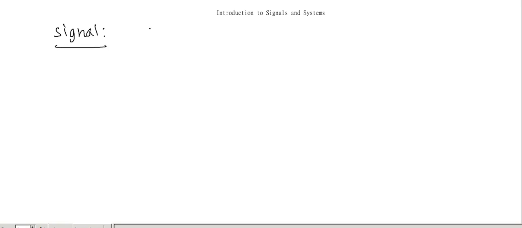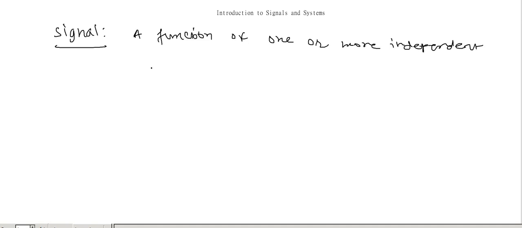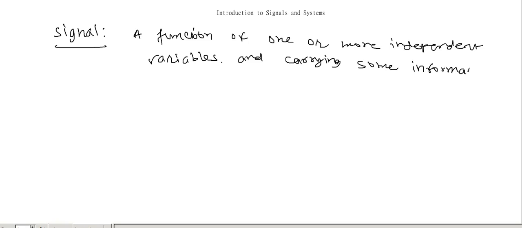So a signal is a function of one or more independent variables, okay, and carrying some information. So this is the basic definition of a signal.